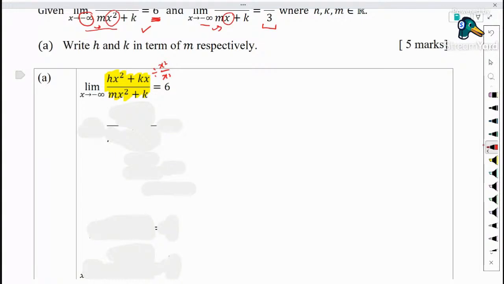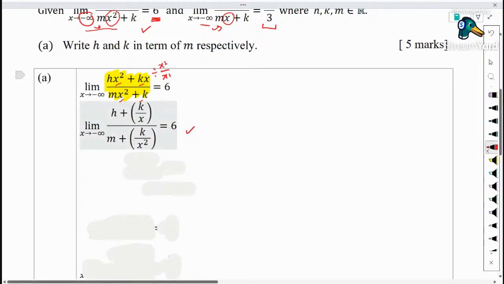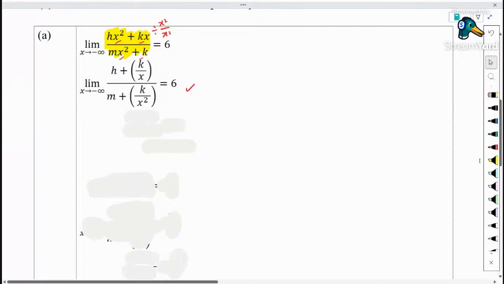When the function is divided by x squared, each term on top and each term at the bottom, what we find is h plus k over x on top, and below I have m plus k over x squared. This result, according to the question, equals 6. From here, I can avoid having the indeterminate situation of infinity over infinity. So at this moment, I can do direct substitution in these two positions, where we notice that k is actually a constant.